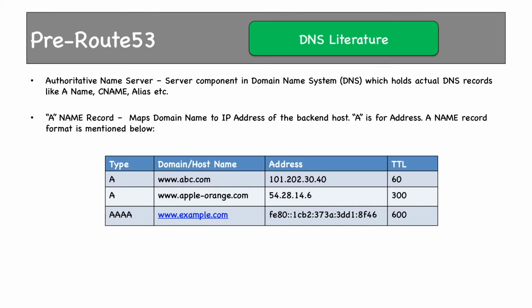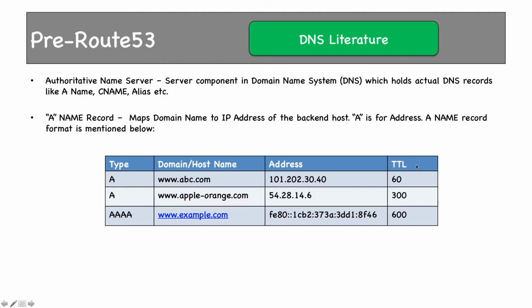This is how an A record would look. The first A record says that abc.com is hosted on the IP address 101.202.30.40. Similar is the case with the second one, www.apple-orange.com is hosted on an IP address which is this. The third record is actually the AAAA record, and it maps the domain name www.example.com with this IPv6 address.